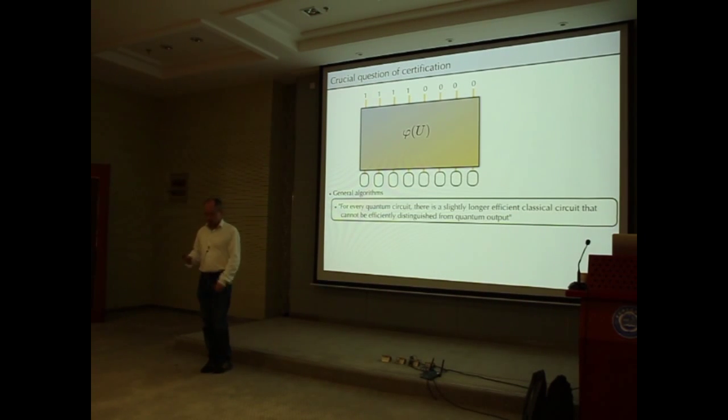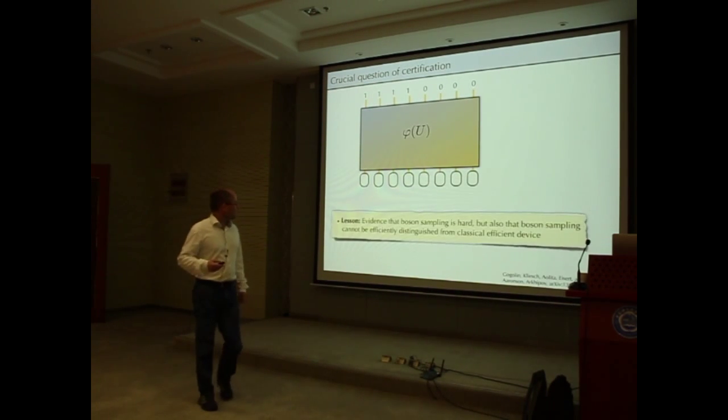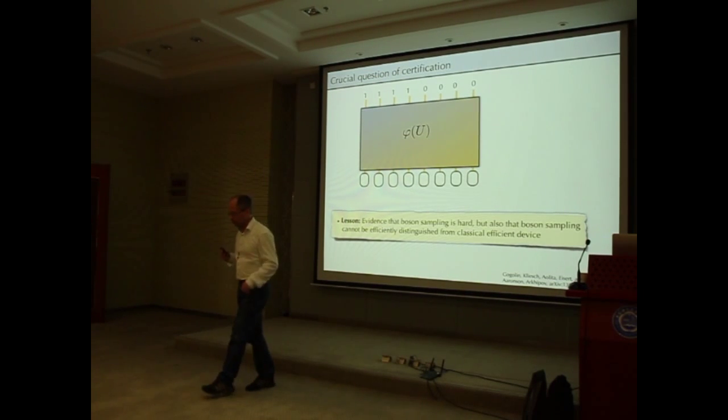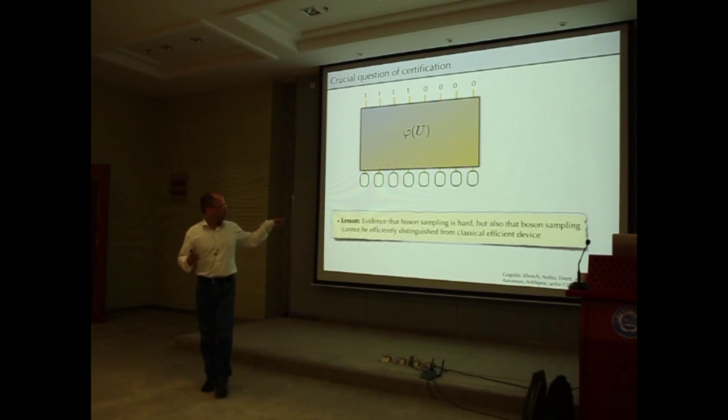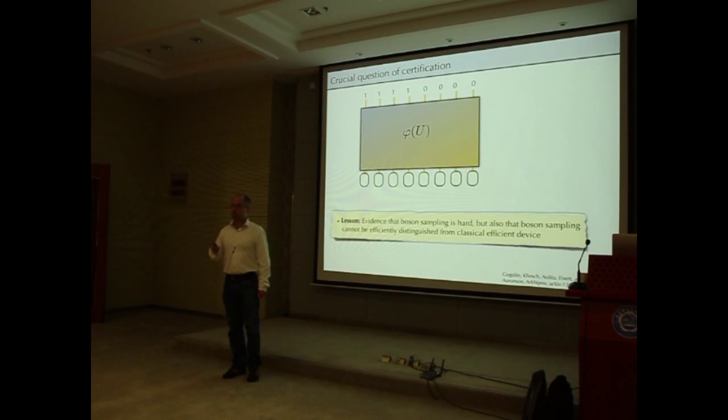So in other words, you have the machine in the lab. So there's evidence that Boson sampling is hard. It's a perfectly valid statement. At the same time, it's true that the Boson sampling cannot be efficiently distinguished from one that is perfectly classically efficient in the first place.